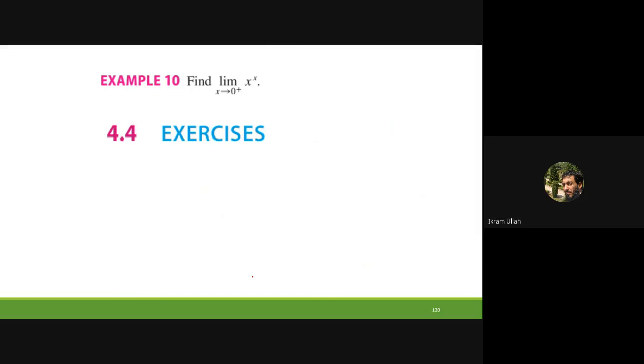Also you can find the limit of x raised to the power x, just by applying the natural log on both sides and then computing the limit of this function. Also you can practice some related questions to this topic in exercise 4.4.